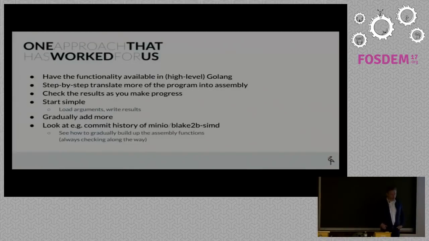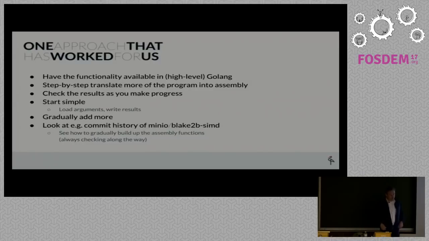One approach that has worked nicely for us is to start out with an algorithm at the Go level itself. Because even if you do this, you are not likely to do all the work for all the different architectures that are out there. So it always makes sense to have as a baseline the functionality in Go itself.